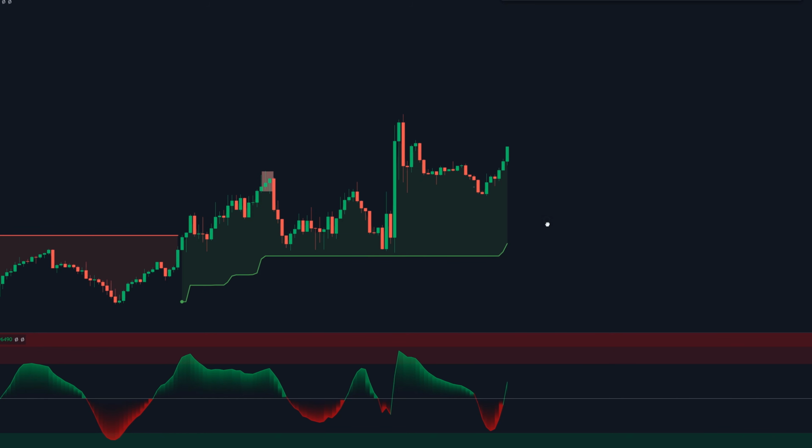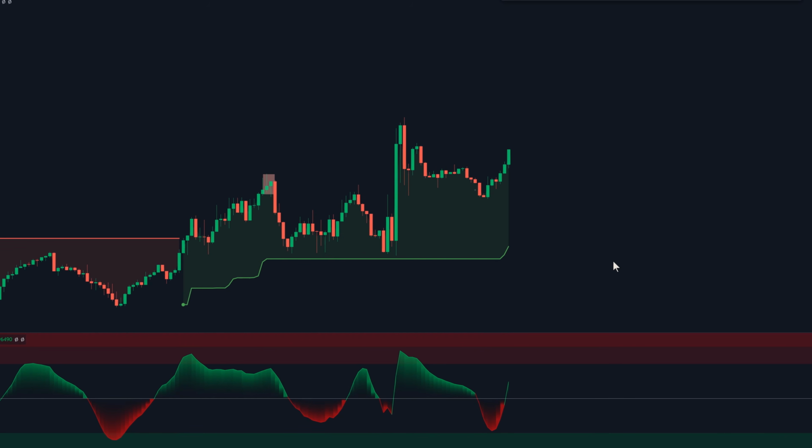Second, we need a pullback to happen within this bullish trend. To confirm that, we need the Z line of the moving average oscillator to change color from green to red and then back to green. This indicates a market pullback.